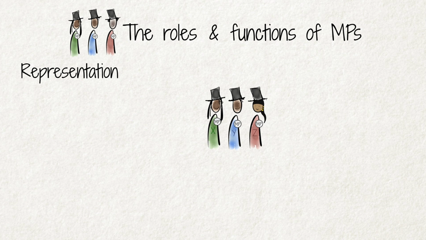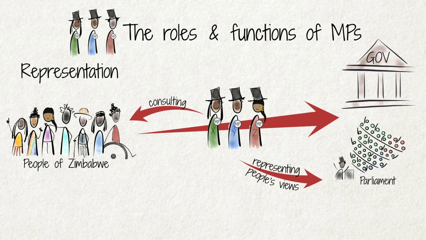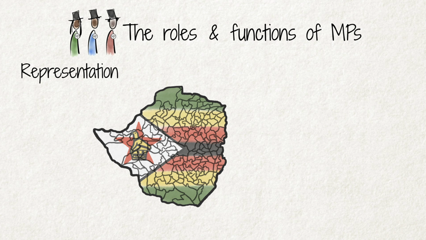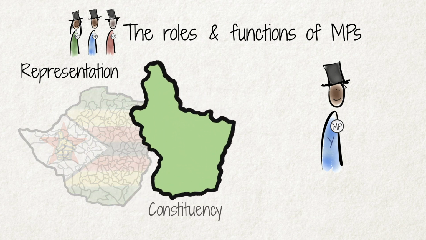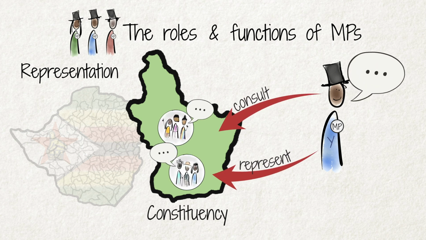Representation. MPs play an important representative role by making sure that the views and interests of the people are represented and protected by government. However, the way in which an MP represents people's views depends on the electoral system. In Zimbabwe, we have an electoral system mainly based on the constituency representation system. Most of our MPs represent people living in a clearly defined geographical area called a constituency. Therefore, there is a clearly defined group of people whom the MP is supposed to consult and represent.